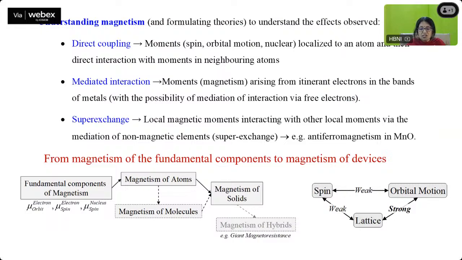And the next is the super exchange. So you have local magnetic moments which interact with other local moments via mediation of non-magnetic elements. That is a super exchange. So for example, you have antiferromagnetism in MnO. So these are known as super exchange mechanisms.